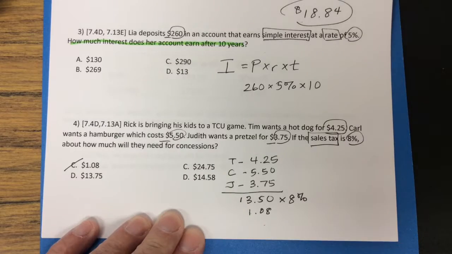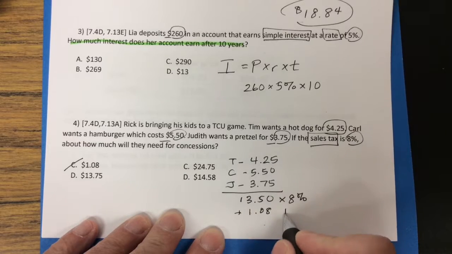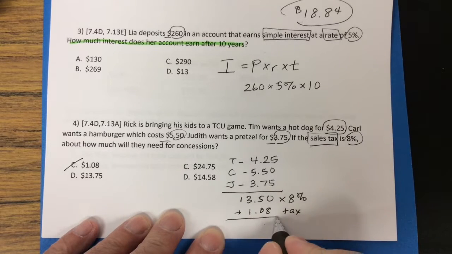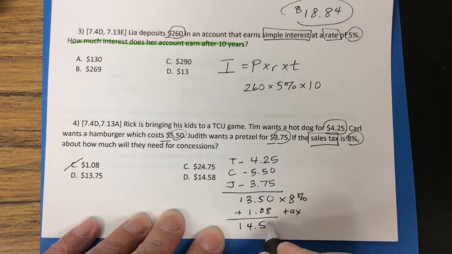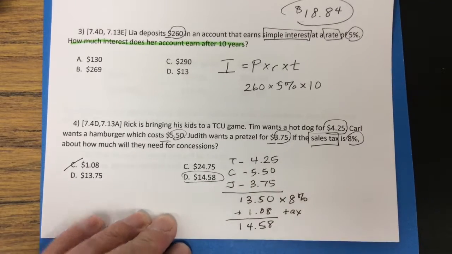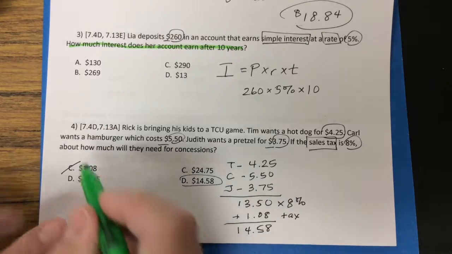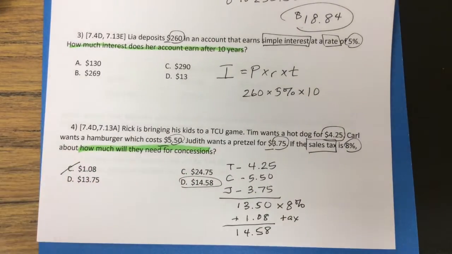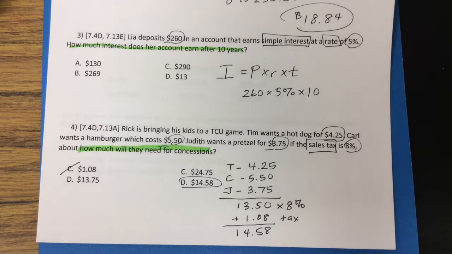That is not the answer. That is, again, a distractor. It's there for a reason. You have to add the tax to your original amount to find the answer. It's $14.58. So again, you're doing a lot of the math right. You're not focused on the question about how much money will they need for concessions. Well, they have to buy the hot dog, hamburger, and pretzel. And they have to also pay for the tax. So rethink this again and figure out how you're going to focus. I suggest you annotate better.